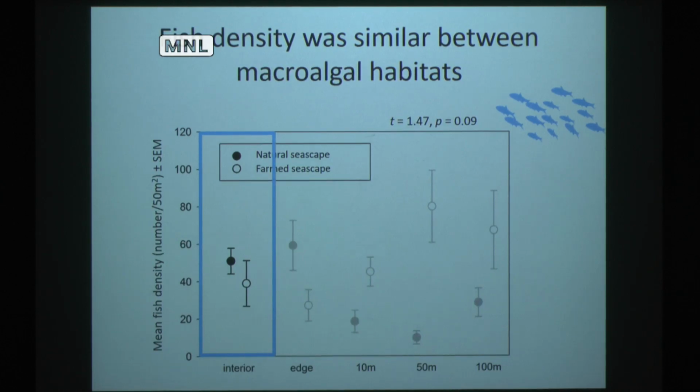Now we look at fish density inside the two macroalgal habitats, the farm and the natural. We see that fish density was similar. And this could have been related to similar height and cover of macrophytes in the interior of these two habitats.